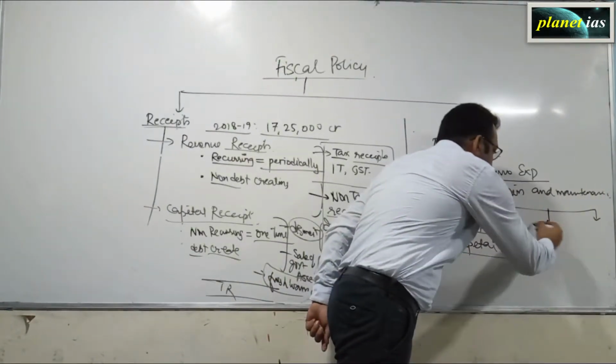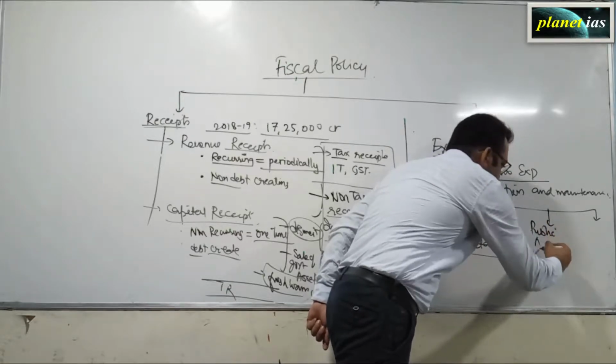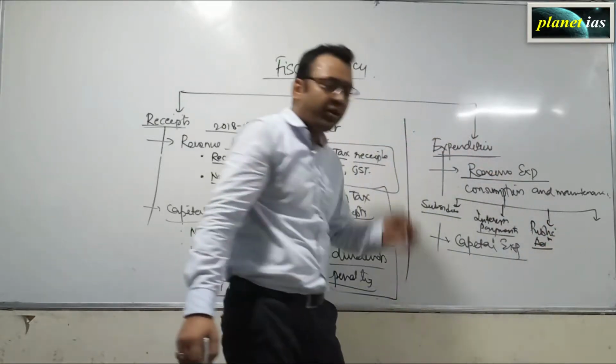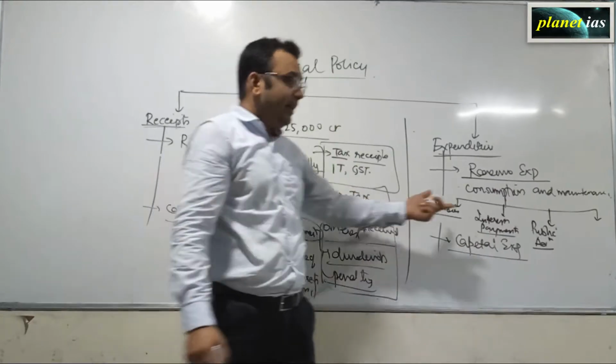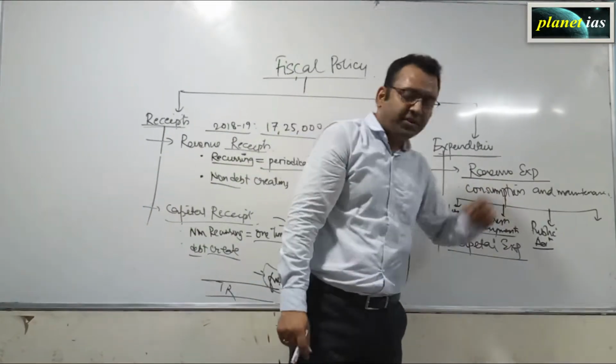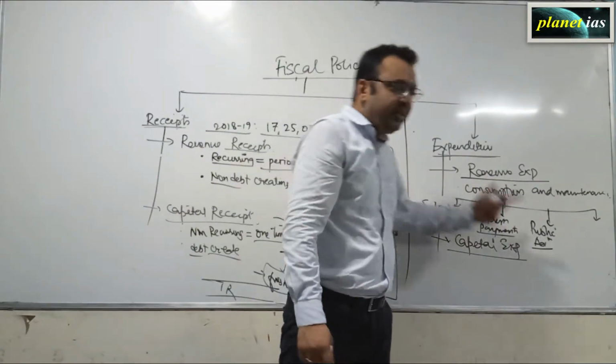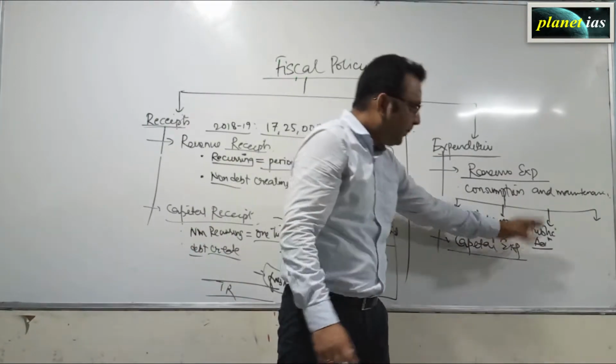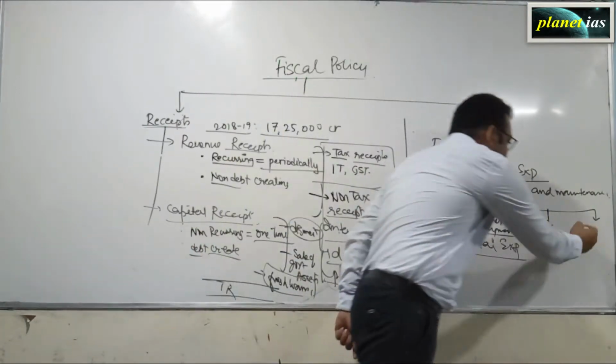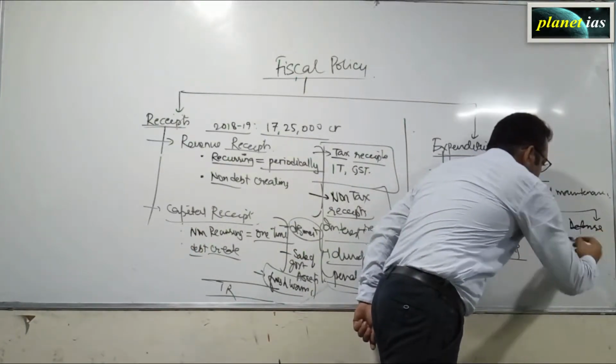The third is the public administration expenditure. What is that? The salary of the collectors is a part of public expenditure. The salary of the school teachers of the government is a part of the public administration. And the last is the defense expenditure.